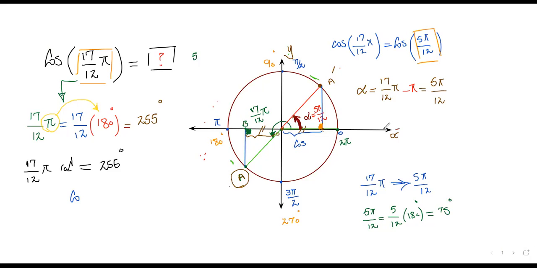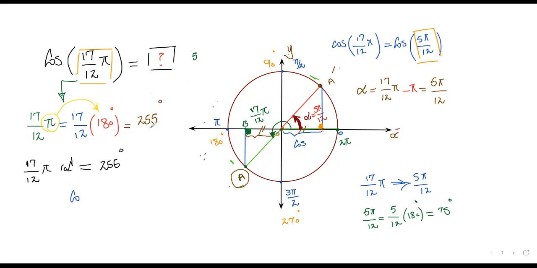Okay, now look at this. What did we start with? It takes one minute, but this one minute for the consolidation of what we learned is important. Everyone look at the board. We started with this question: what is the cosine of 17 over 12 pi?